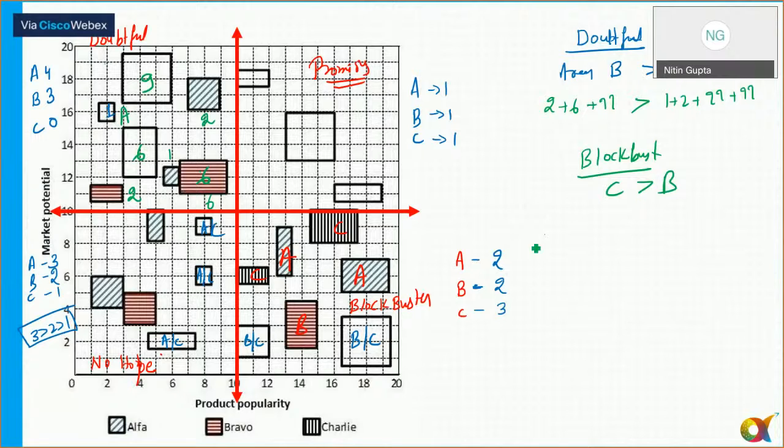So if Charlie is more than Bravo, and we know there are 3 companies. So for 2 of the companies, what is the area of the Charlie? We can see it here, 1, 2. That is one of the companies that is equal to 6.